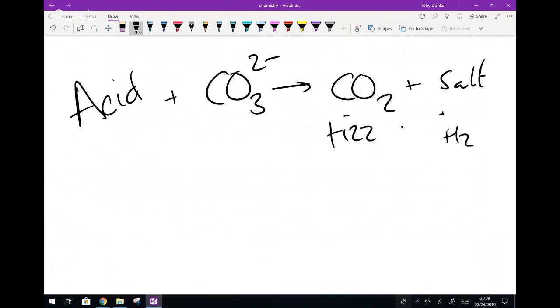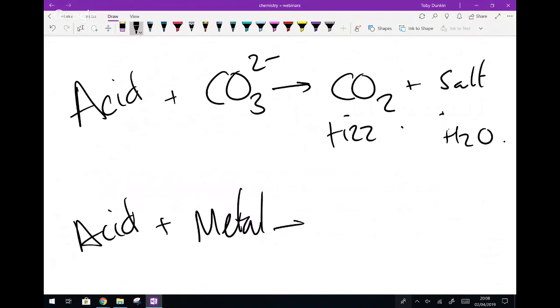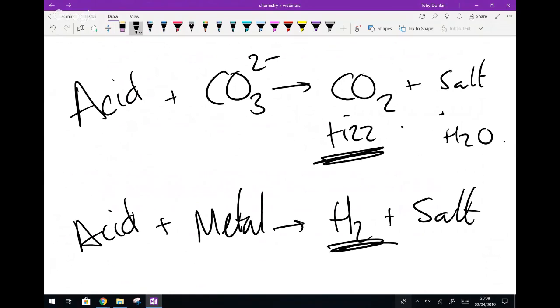I have to do it, sorry. If you do acid, even if it's vinegar, plus metal, you will make hydrogen gas and salt, and you will see bubbles, you will see fizzing. So it doesn't matter if it's a carboxylic acid or not.